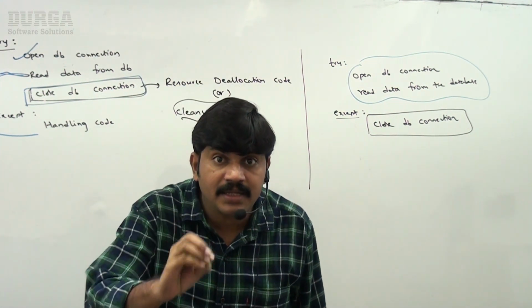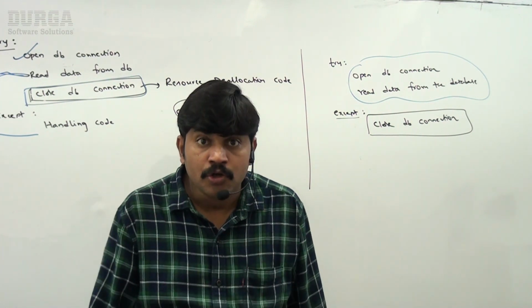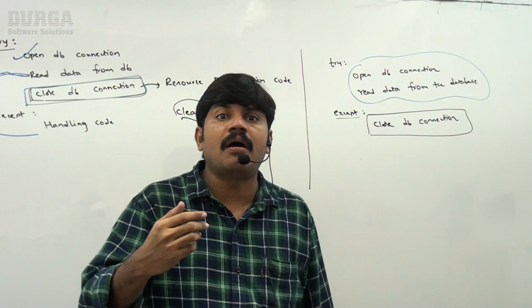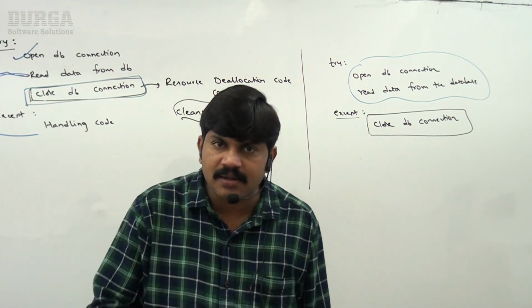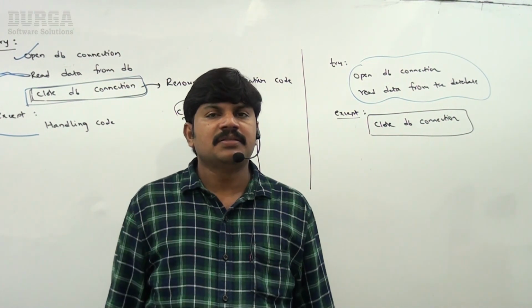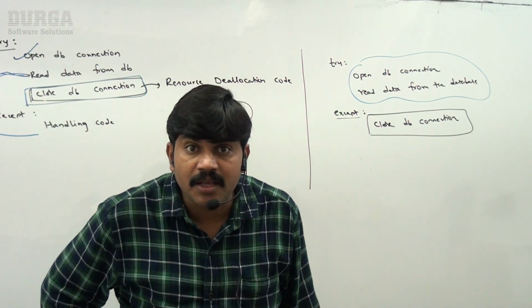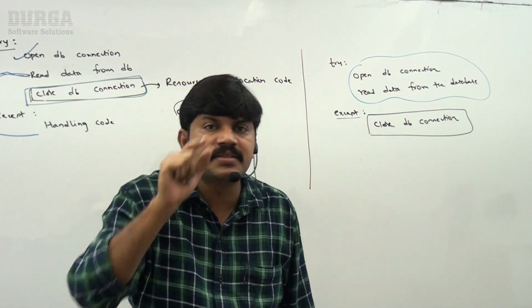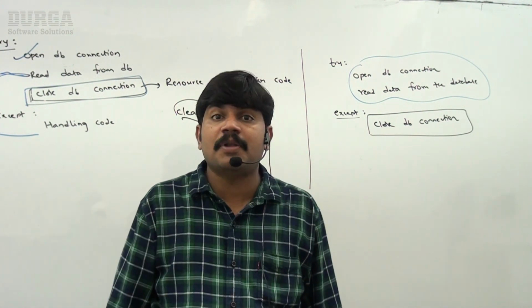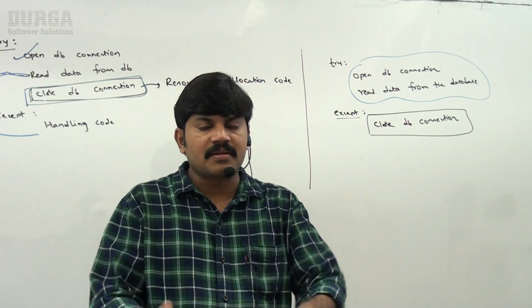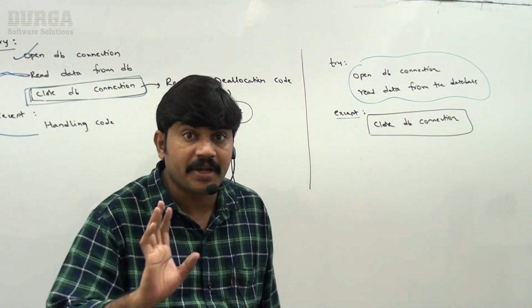To maintain cleanup code, compulsorily some place must be required which should be executed always, irrespective of whether an exception is raised or not raised, handled or not handled. Sir, in any case, that place should be executed. Such a best place is nothing but the finally block. Remember this one, sir. The finally block is meant for resource deallocation code maintenance.